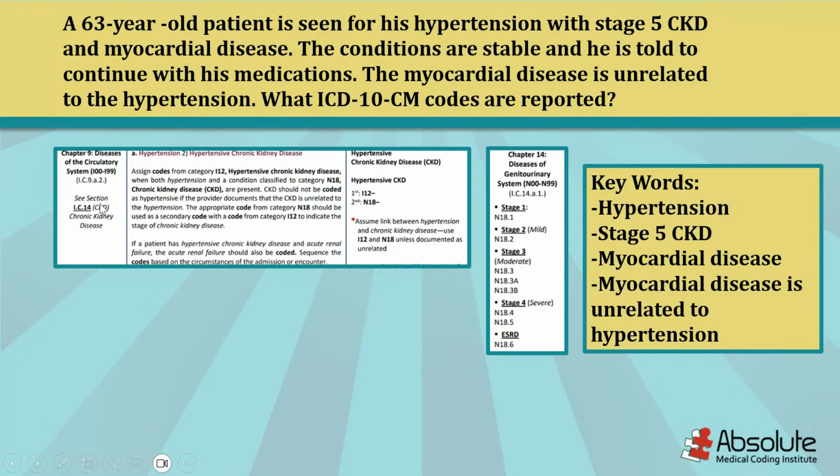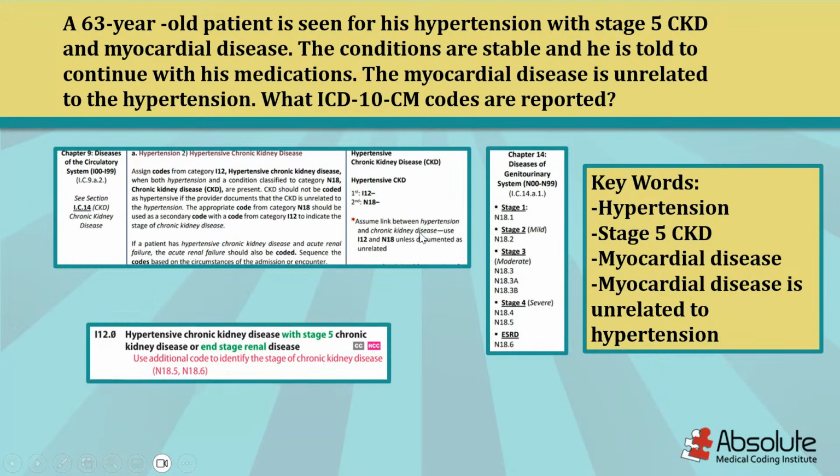And then right here on the far left, it says Section I.C.14, chronic kidney disease. So that's why I was saying the other guideline we were going to be using. If you look at I.C.14.A.1, I think you can find it in the circulatory system guidelines as well, but it gives you kind of a nice organized list of the codes for stage 1, stage 2, stage 3, stage 4, and the ESRD as far as chronic kidney disease goes.